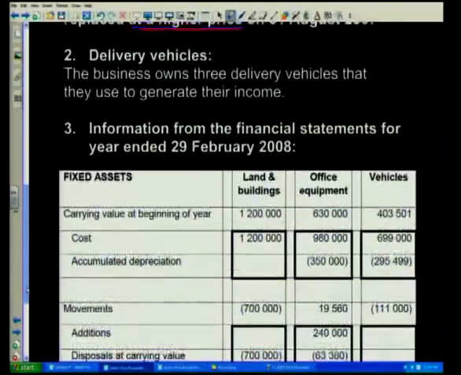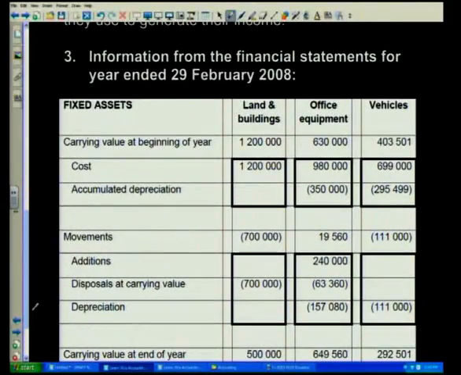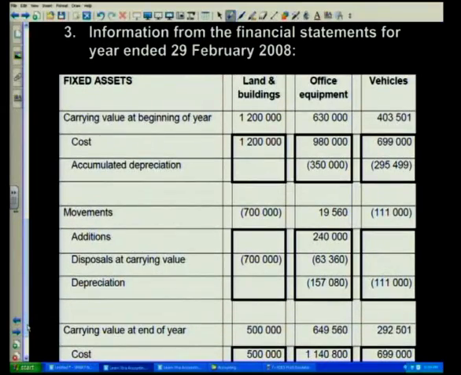Furthermore, there's some information here on the fixed asset note. You should again remember the fixed asset note from grade 11. In the fixed asset note, we can see that we had a carrying value of 630,000 in office equipment at the beginning of the year. It also gives us our cost and our accumulated depreciation. And then the important one that we're going to look at is the disposals at carrying value of computers, which in this example was 63,360 Rand. So on the day that we disposed of the computers, the carrying value of them was 63,360.